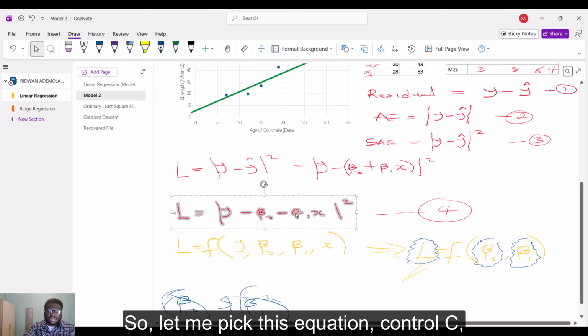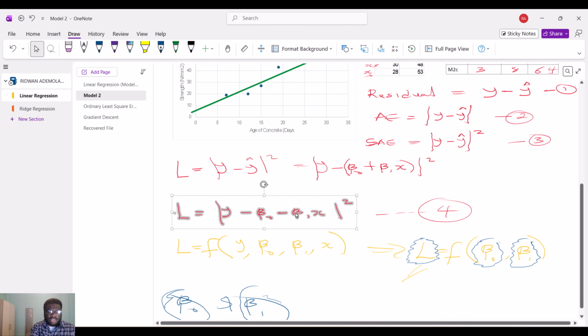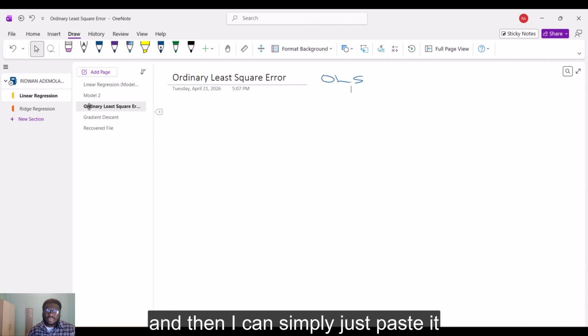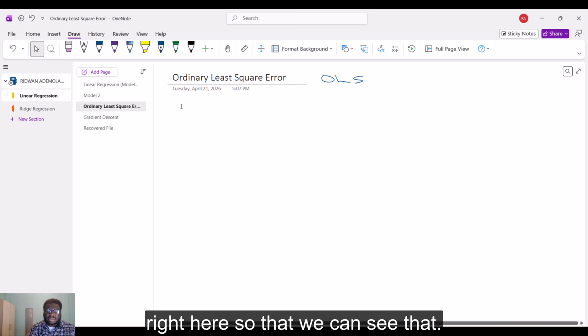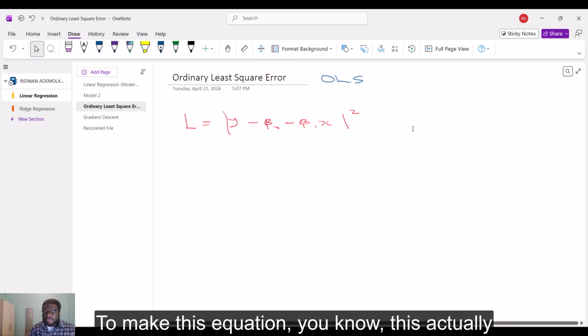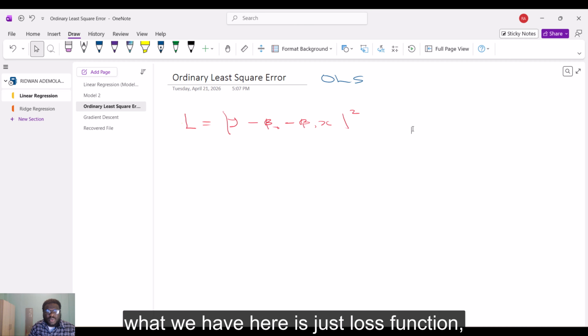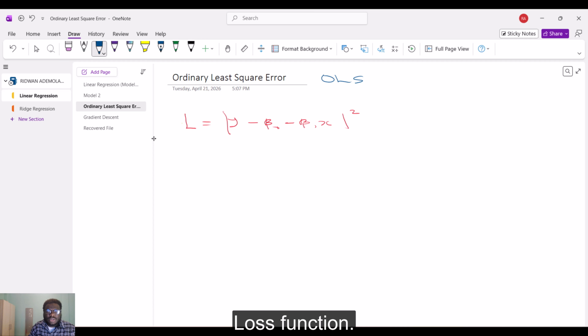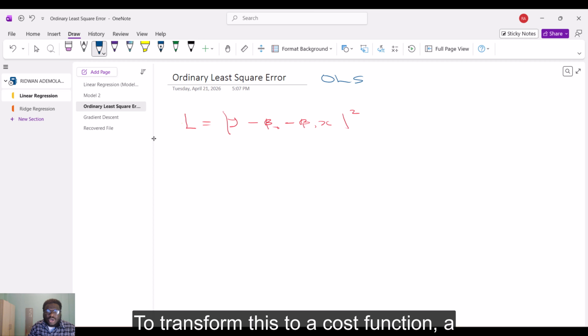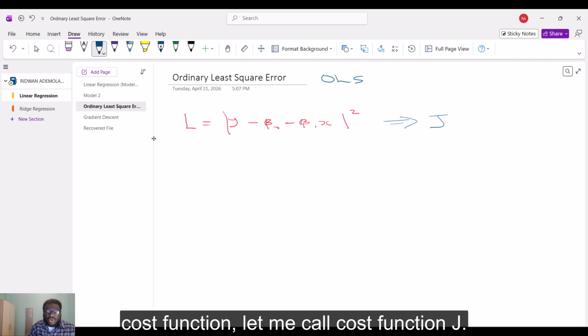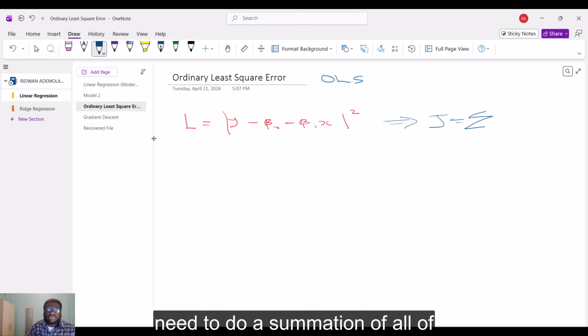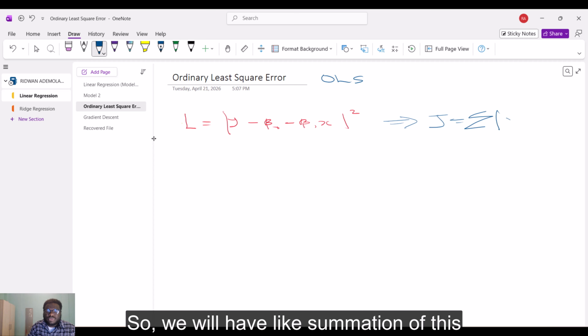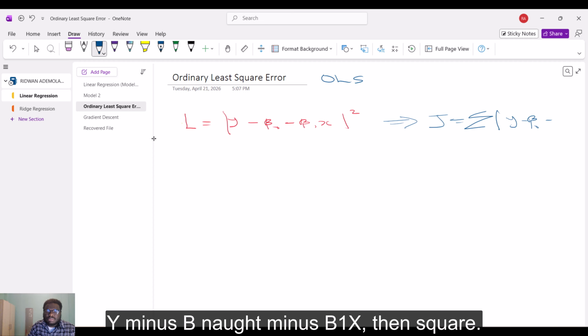So let me pick this equation, Control C, and then paste it right here. What we have here is just the loss function. To transform this to a cost function, let me call it cost function J, we need to do a summation of all of that. So we will have the summation of y minus b naught minus b1 x, then squared.